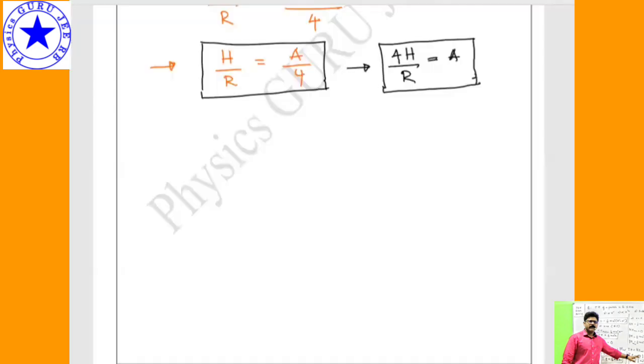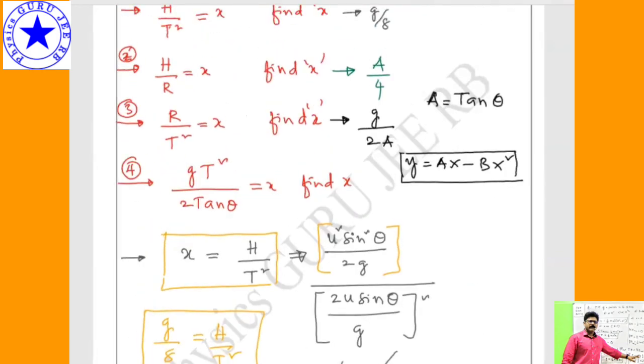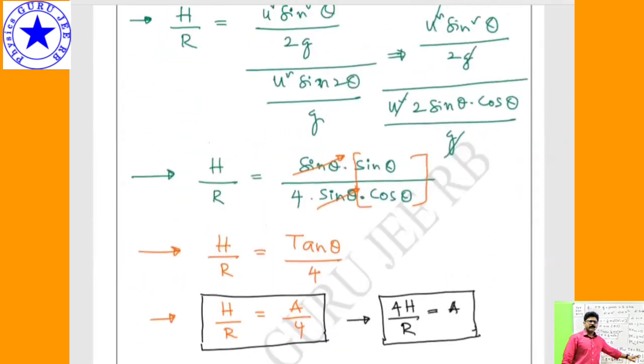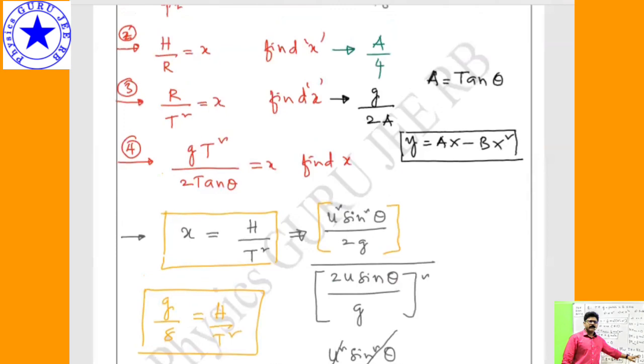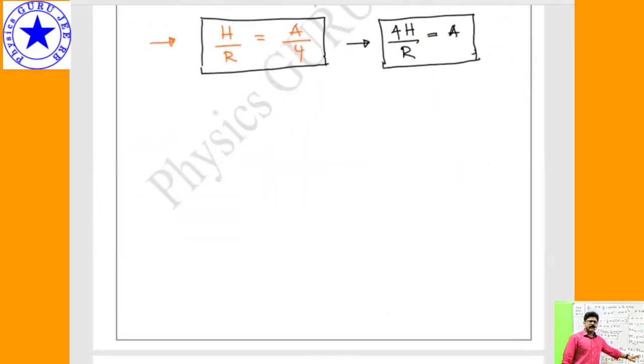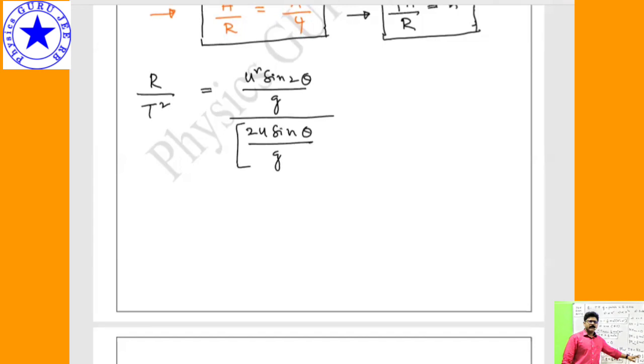So what we have to solve here, you can see the third one, r by t square. R divided by t square we have to calculate. That's nothing but, you can use the range formula. Range is u square sine 2 theta divided by g. Time of flight is 2u sine theta divided by g, whole square. It's nothing but whole square.